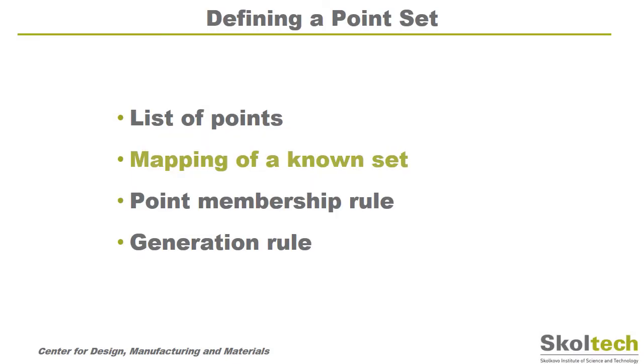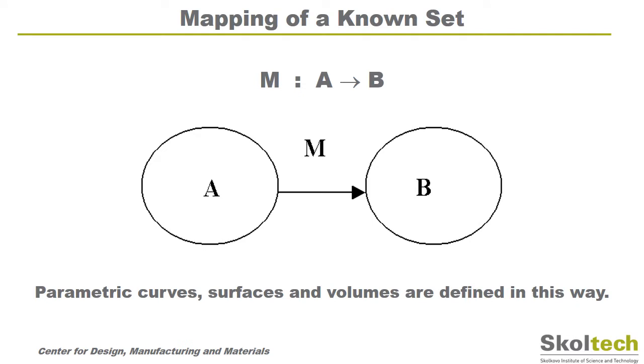The next way for shape definition is mapping from a known set. If the set A is defined, mapping M established one-to-one correspondence between the set A and the new set B, as you can see on this slide. Parametric curves, surfaces, and volumes presented later in this lecture are defined in this way.